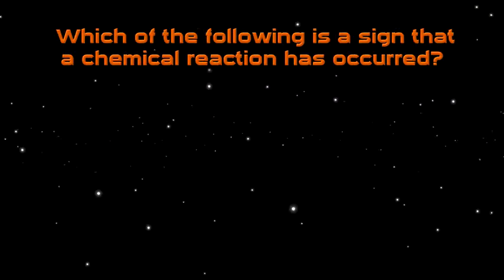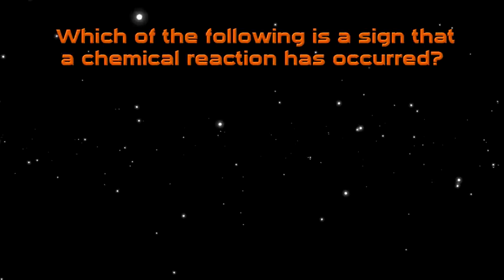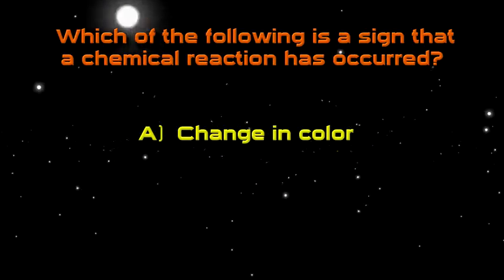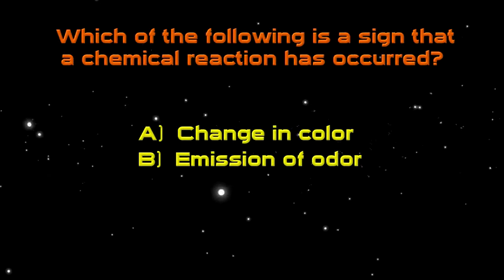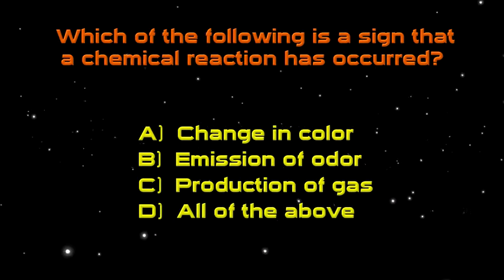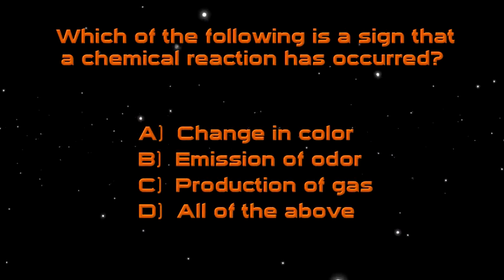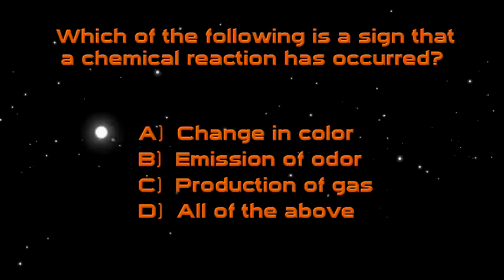Let's review what we just learned about the signs of chemical reactions. Here's question 1. Which of the following is a sign that a chemical reaction has occurred? A. Change in color. B. Emission of odor. C. Production of a gas. D. All of the above. The correct answer is D. All of these are signs of a chemical reaction.